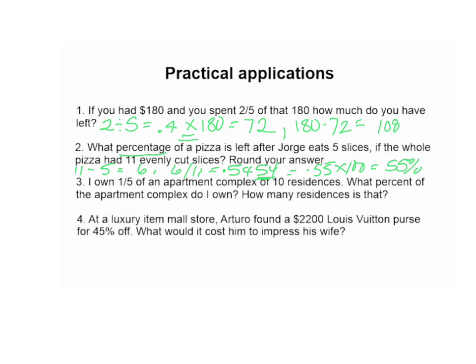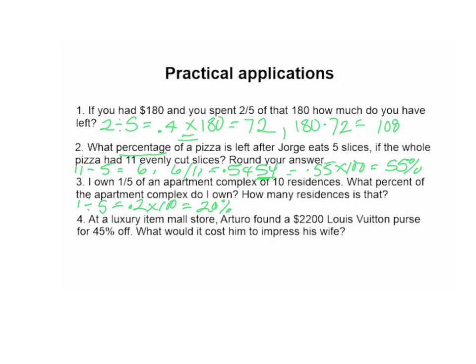So, 1 divided by 5 equals what? Do you know that? It's 0.2. Now, what do I have to do to 0.2 to figure out what a percentage is? If you said multiply times 100, you are correct. 0.2 times 100 is 20%.